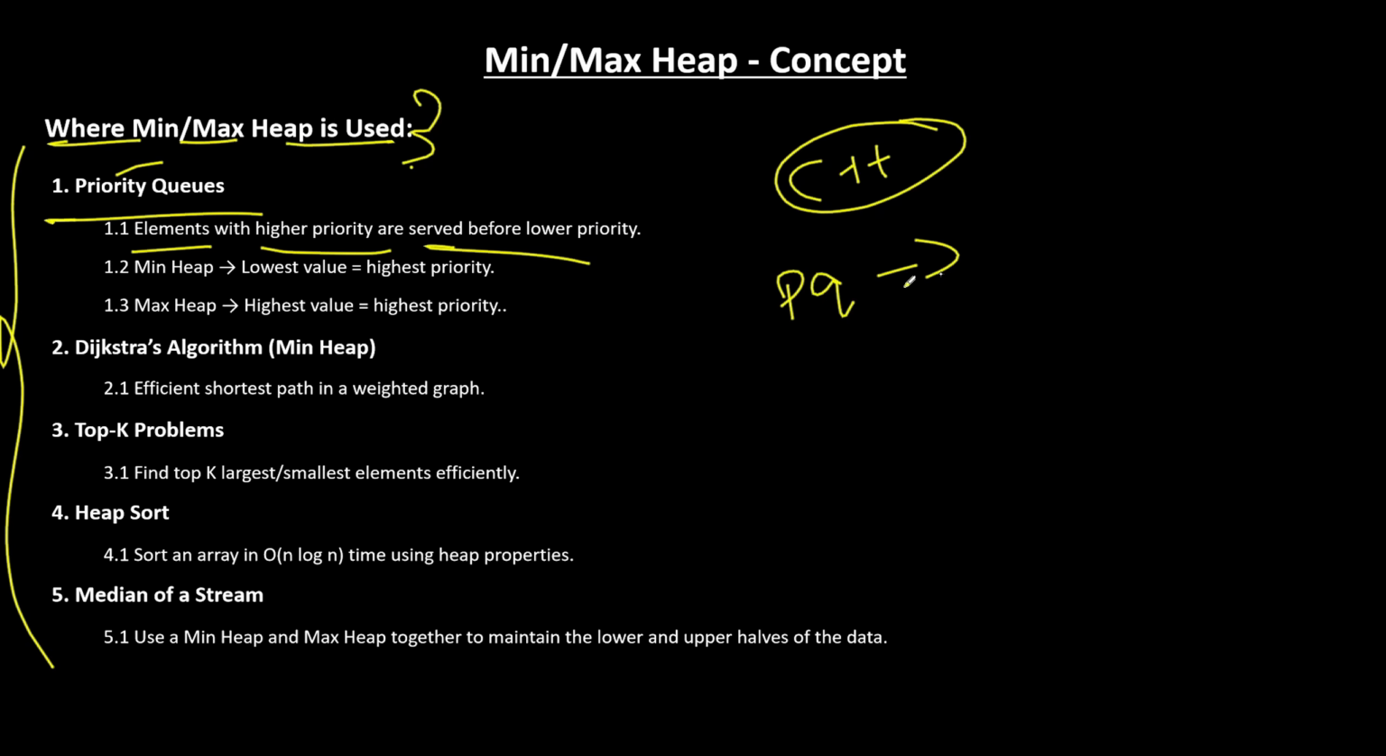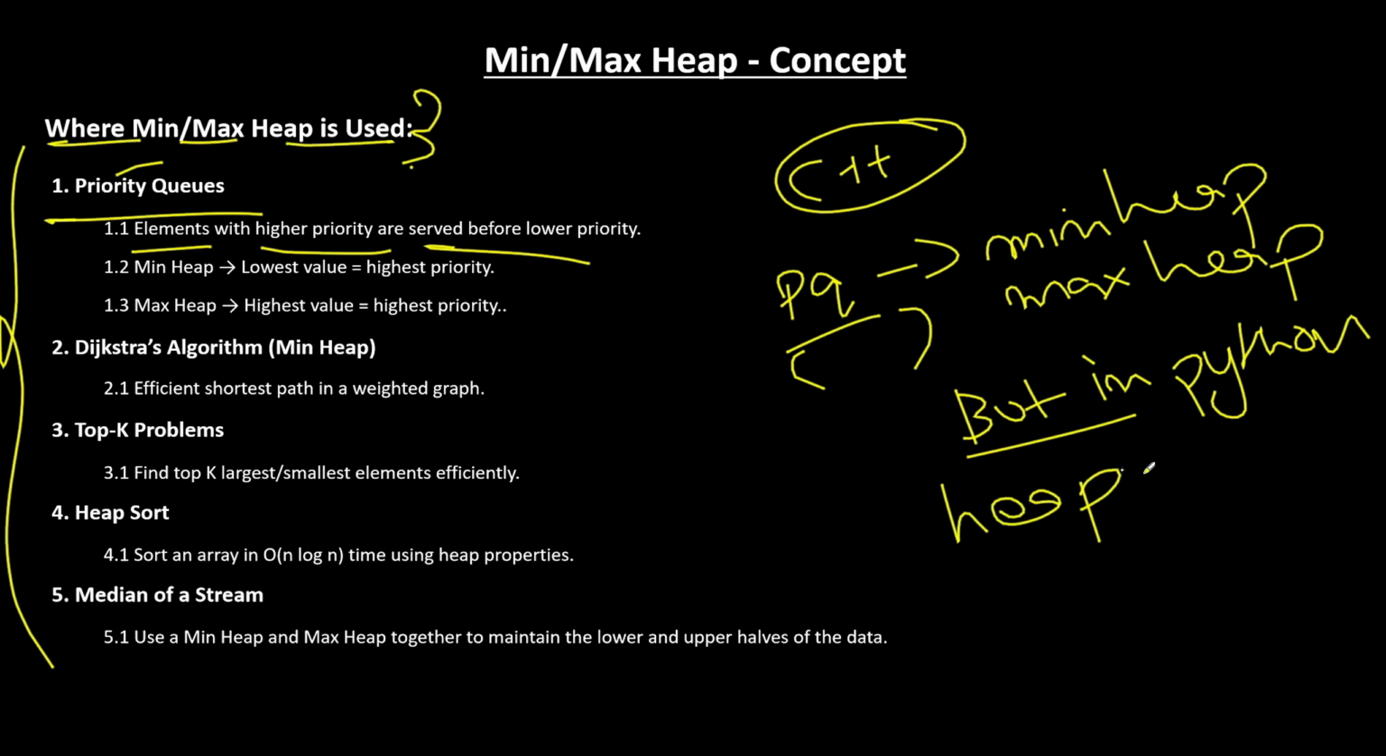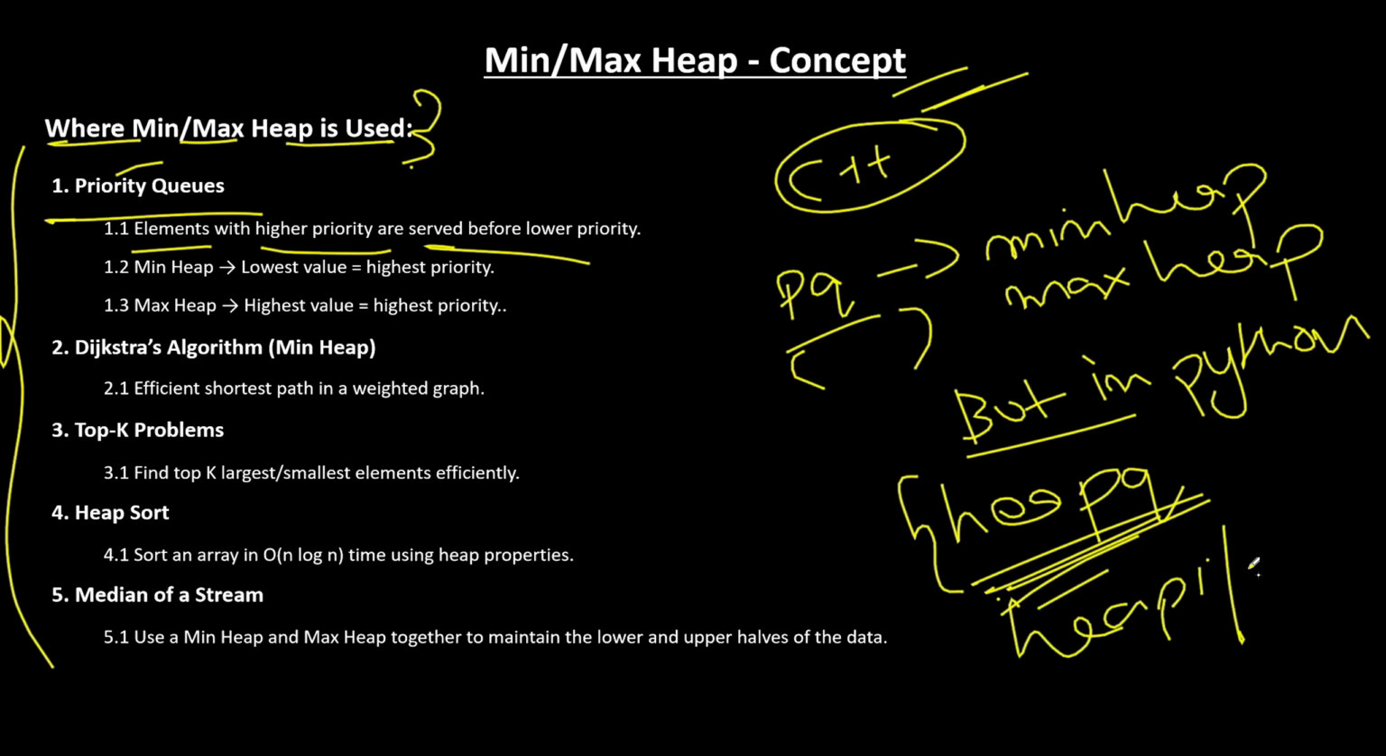A priority queue is basically a min heap and max heap. But if we focus on Python, there is nothing such as a priority queue directly. So what we do is use heapq to solve our min max heap problems, which also involves the concept of heapify. We'll learn about this.